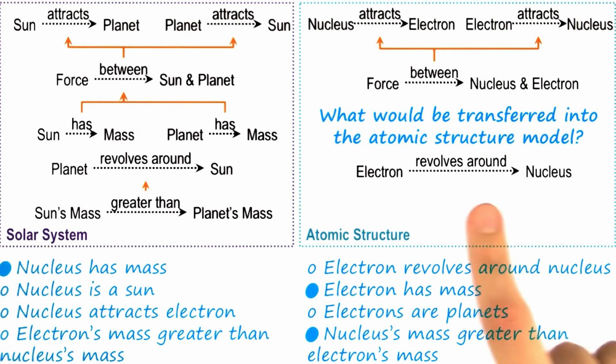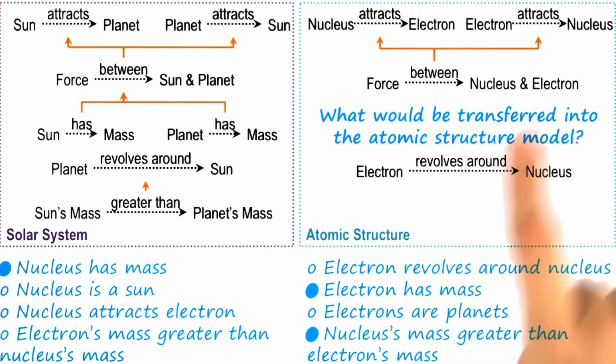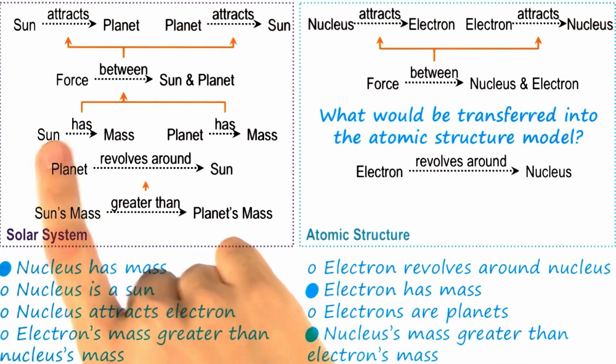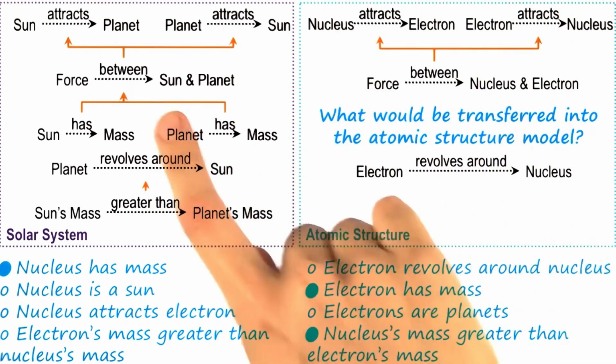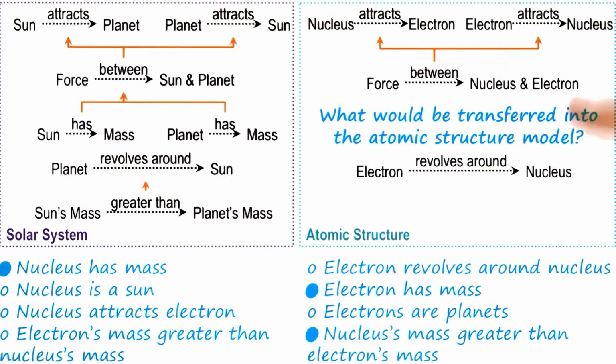First, we're going to transfer the idea that the force between the nucleus and the electron is caused by the fact that both the nucleus and the electron have mass. We notice that the relationships up here were similar to the relationships over here, so we're going to infer that the explanation is the same as well. So the nucleus has mass, and the electron has mass, and those are going to cause the force between the nucleus and the electron.